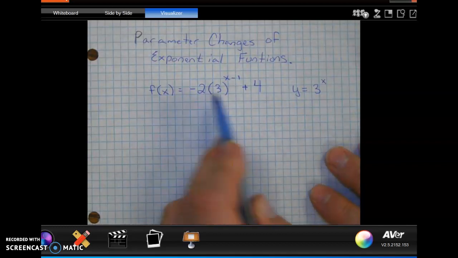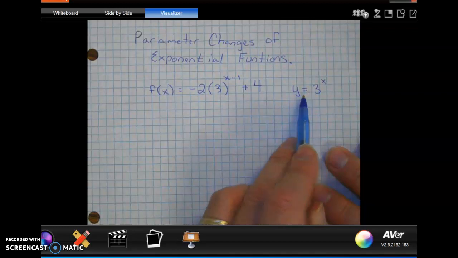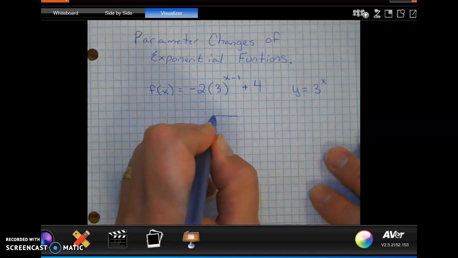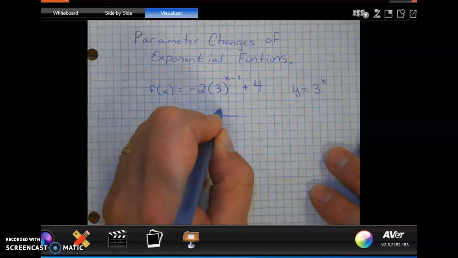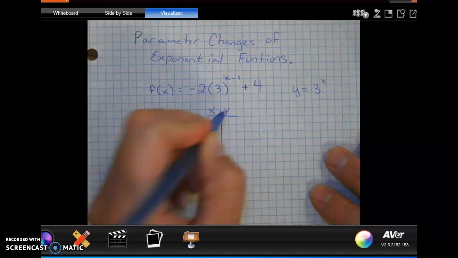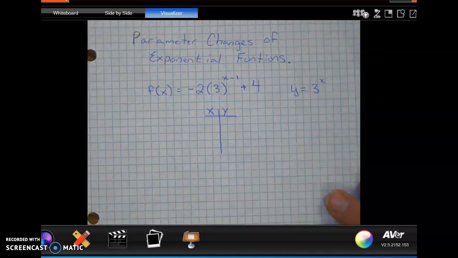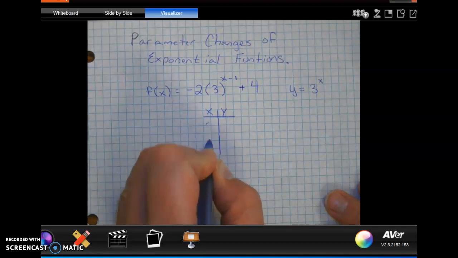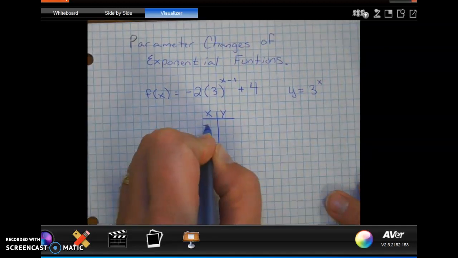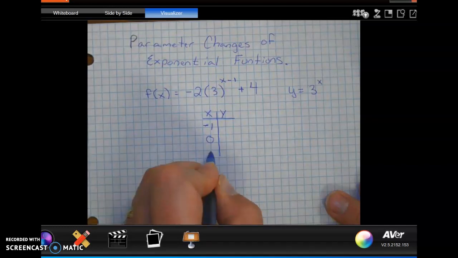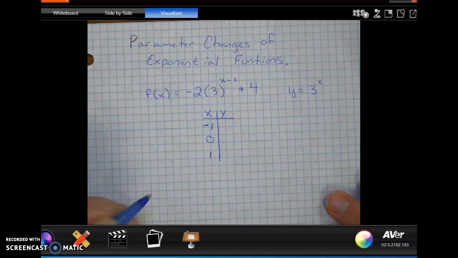So what we want to do is we want to always start with the parent. So we're going to go ahead and make a table for our parent. Okay? And the 3 points that we're going to use are going to be, we're going to start with -1 for our x, 0, and 1. These are the 3 points we're going to be starting off with.